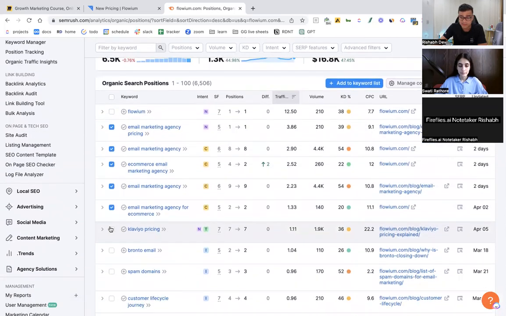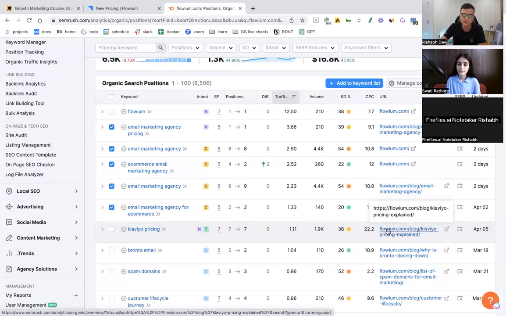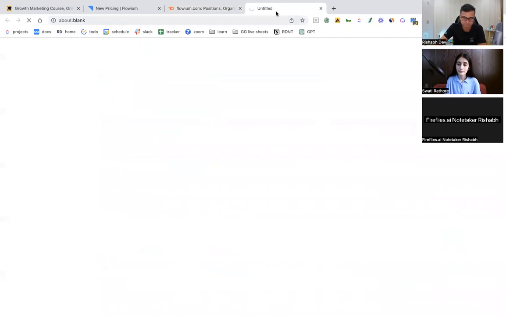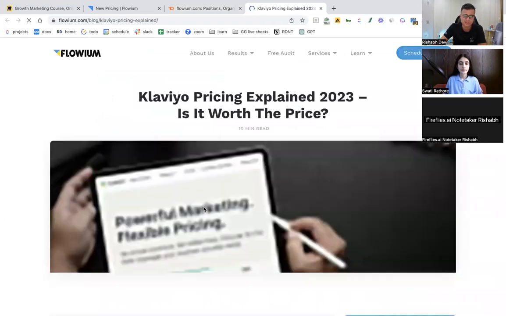Klaviyo pricing is interesting. Definitely a lot of traffic there. This is sort of a navigational keyword, which means that mostly people want to land on the pricing page that Klaviyo has. It could be a transactional keyword. If they get the right pricing, they might buy it. It may not be the best keyword for an agency, but it's a good keyword to rank for, because if that's your first interaction, let's say with Flowium, while you're looking for Klaviyo, now you know that Flowium also does something like this, because at the end of the blog they will definitely have a call to action, book a call, just like they usually do.